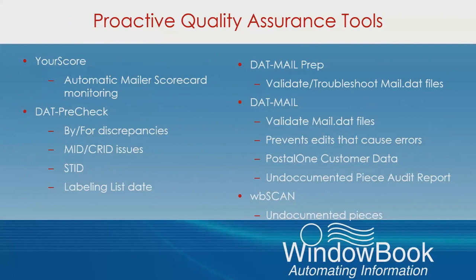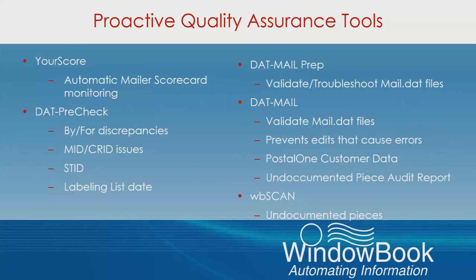Now, there are many tools available to help you be more proactive with your quality assurance, and WindowBook offers many of these tools, and Mary will be showing those to us in just a few minutes. For example, we have our Your Score that I mentioned. You're eligible for a free 30-day trial of that software, and that automatically grabs your Mailer Scorecard, so you don't even need to think about getting that information. It's automatically delivered to you every day.